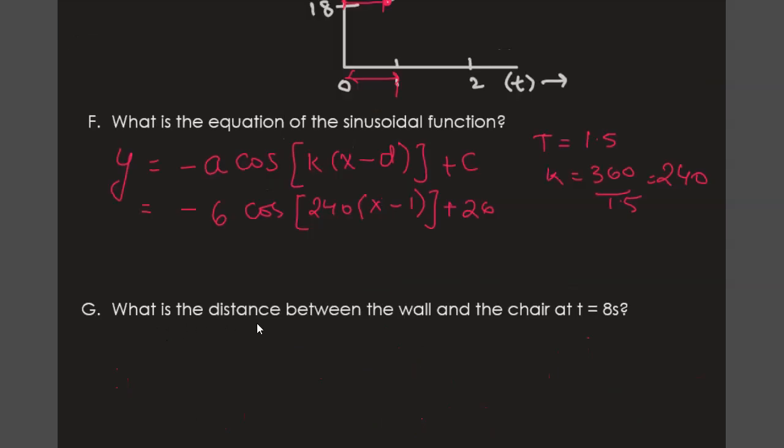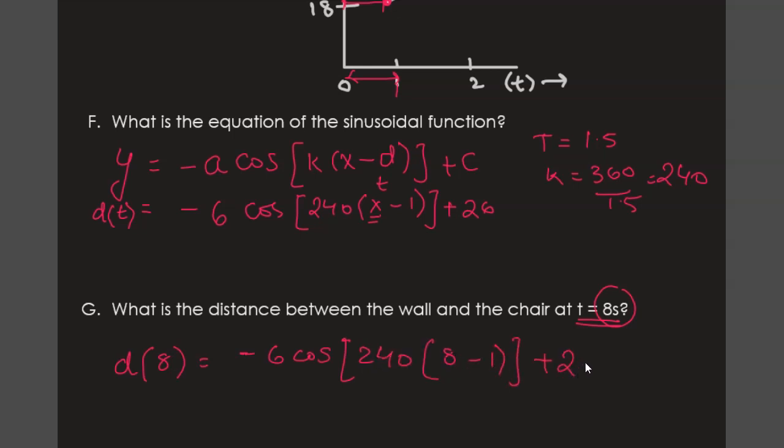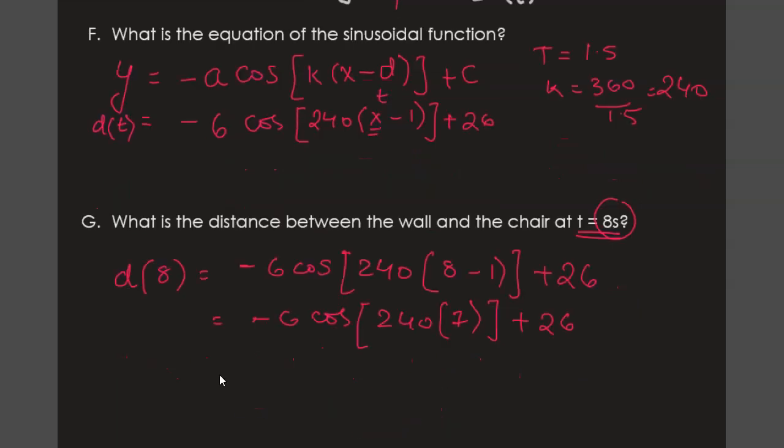Final part, what is the distance between the wall and the chair at time t equal to 8 seconds? As we know, x is nothing but t and y is nothing but the distance with respect to t. So if we want to find out what is the distance, all we have to do is just sub in this 8 as t in the equation. So I'm gonna solve for d of 8 and I'm gonna put in t as 8 minus 1 plus 26. You can put it all together on the calculator or you can solve it step by step. It's up to you. Make sure you follow BEDMAS while solving this.